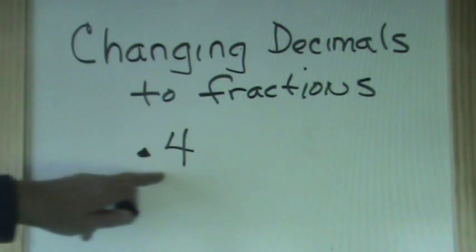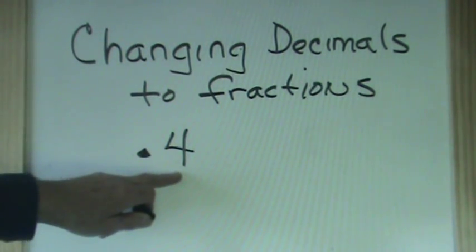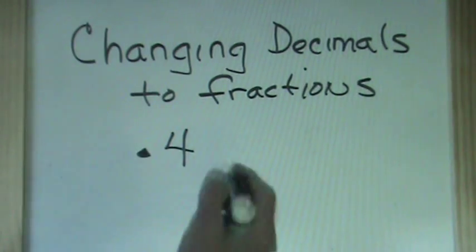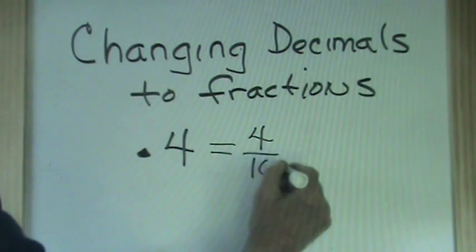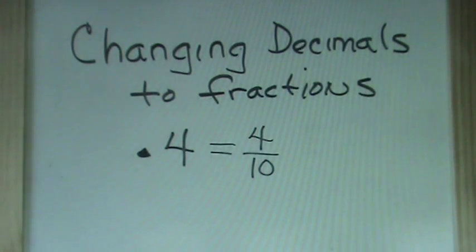So, we know how to read this. This is 4, and the 4 is in the tenths place. So to make it a fraction, 4 tenths. That's all that's to it.